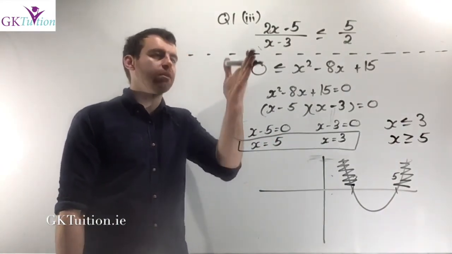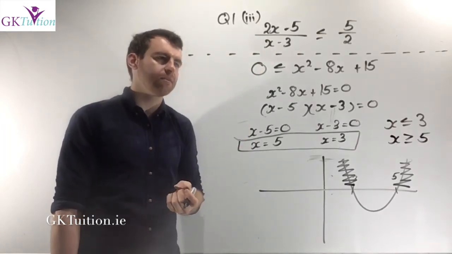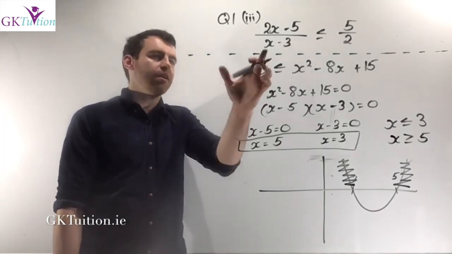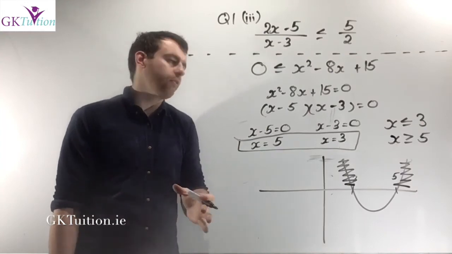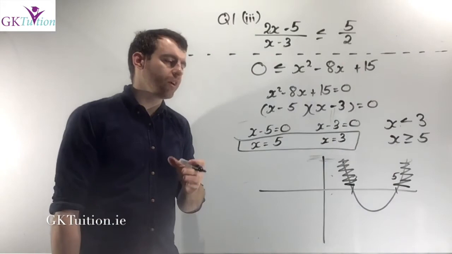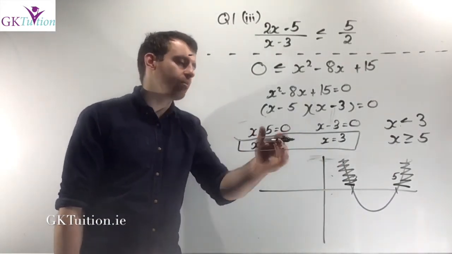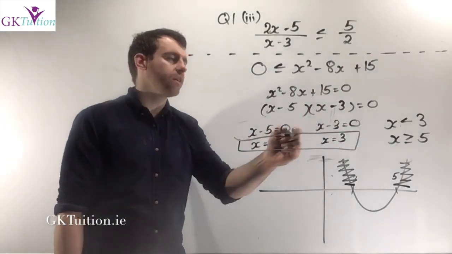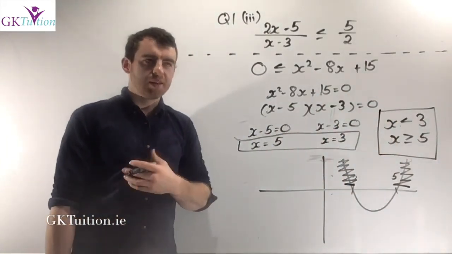And then don't forget to look back at the original question to see is there an impossible value for x. In this case, it is impossible for x to be equal to 3. If x was equal to 3, the bottom of the fraction would be a 0, and that's undefined. So I have to eliminate that. X cannot be equal to 3. My answers are: when x is less than 3, the quadratic is above the x-axis, and when x is greater than or equal to 5, the quadratic is above the x-axis. So these are my two separate answers for the last part of this question.